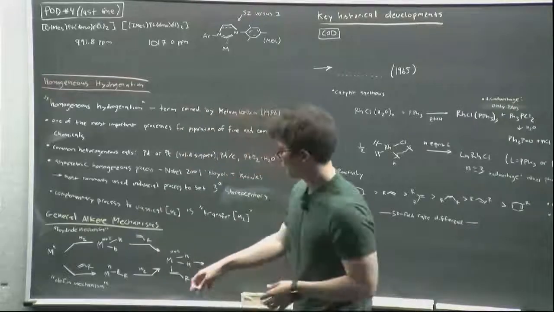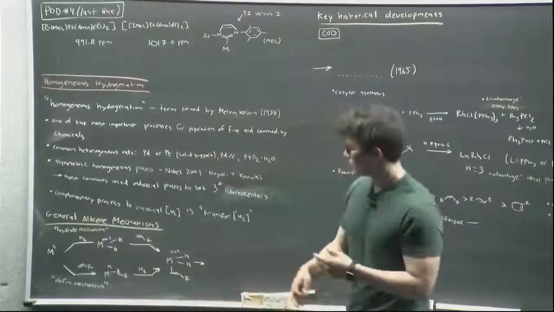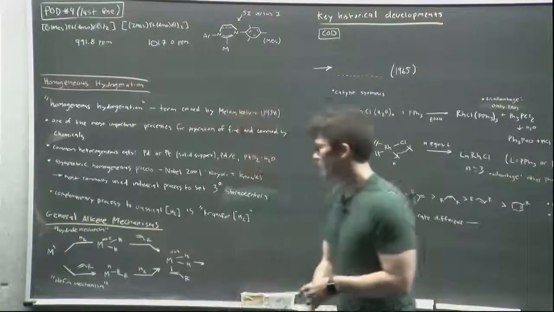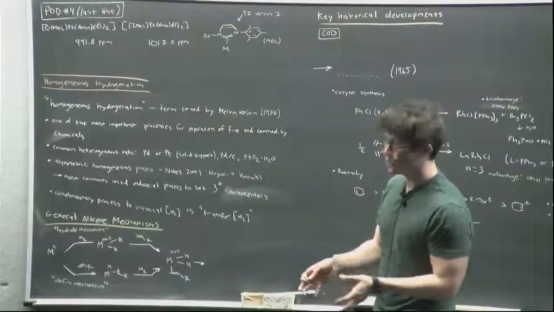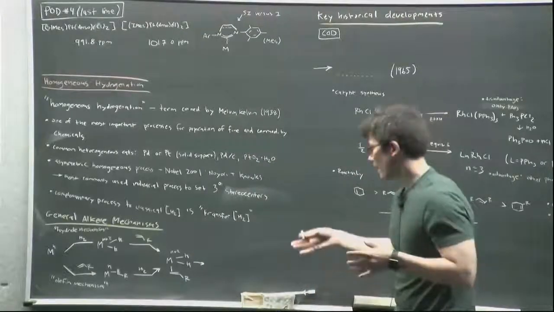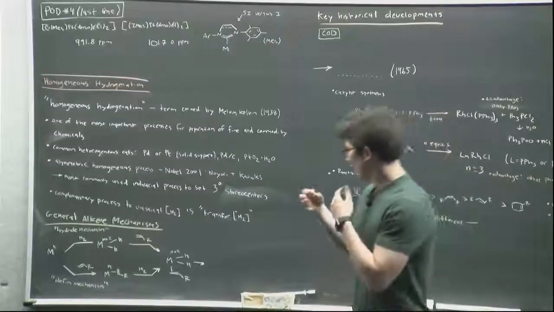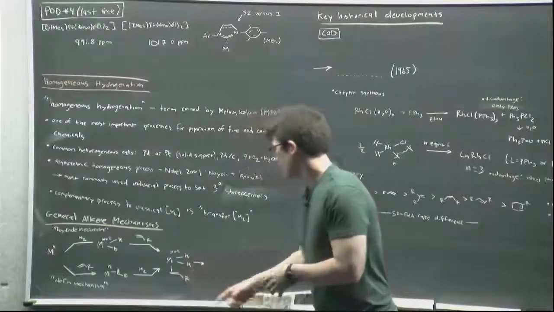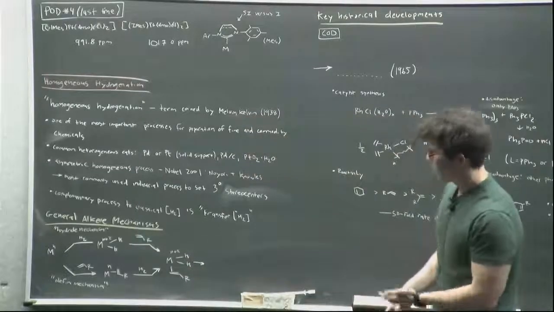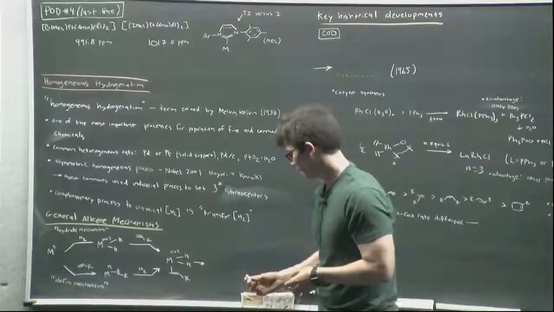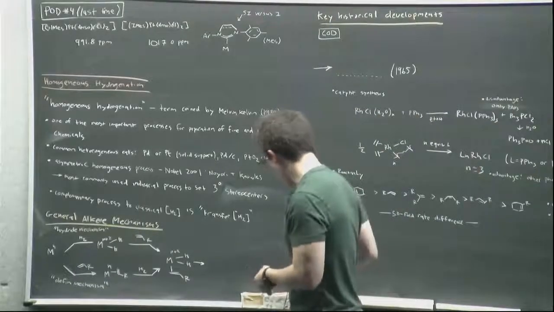And so one is the so-called hydride mechanism. Easy to remember what that means. It just means that the first step is oxidative addition to make a metal dihydride. Then you coordinate the alkene. Then from here, you probably know what to do. Migratory insertion, CH reductive elimination.